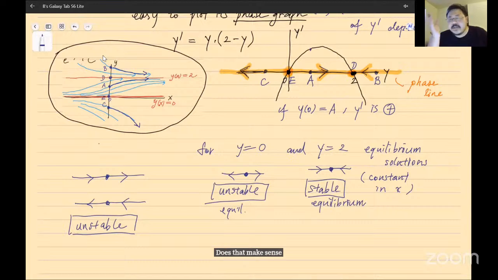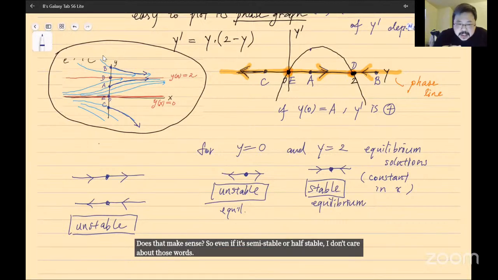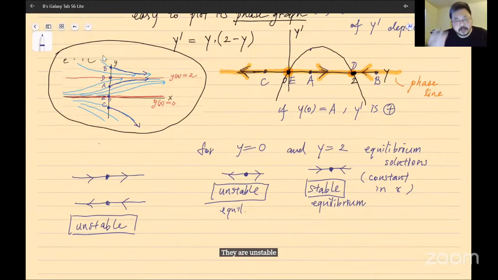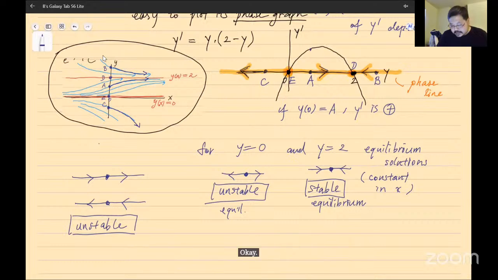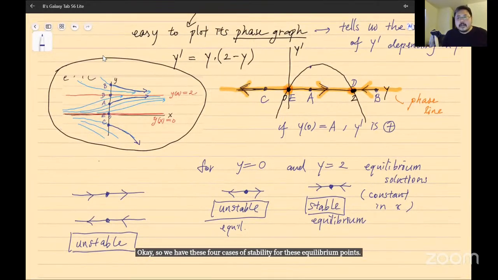Right. So even if it's semi-stable, half-stable, I don't care about those words. They are unstable to me because realistically, you might go the way that you don't want to. So I don't want to give the false illusion that you think it's stable because there's a possibility that it diverges or goes somewhere else that you don't want it to go. Okay, so we have these 4 cases of stability for these equilibrium points. Okay, good.